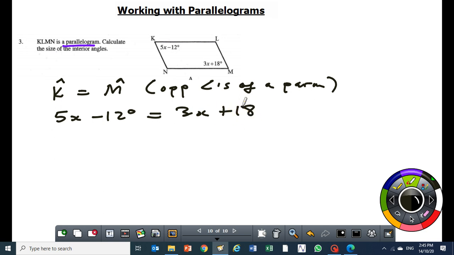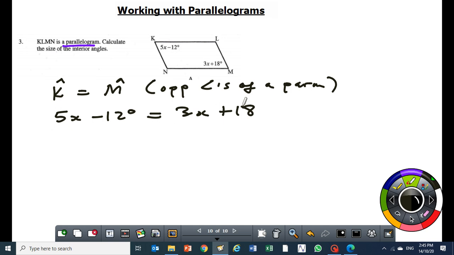The objective is to solve for x and also to find the size of all the interior angles. So I need to find x first. Then from there I can find the sizes of all the angles. Okay? Then from here, now this becomes algebra. Solving equations, that's term 1.